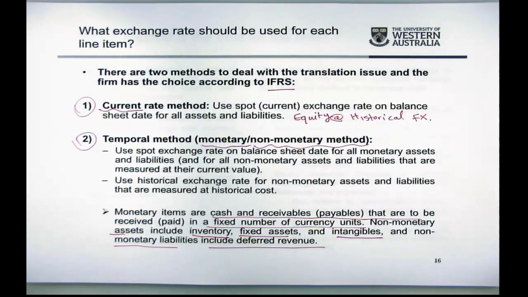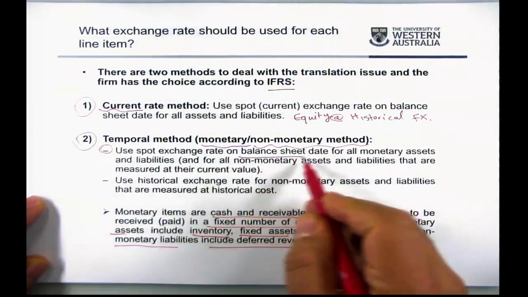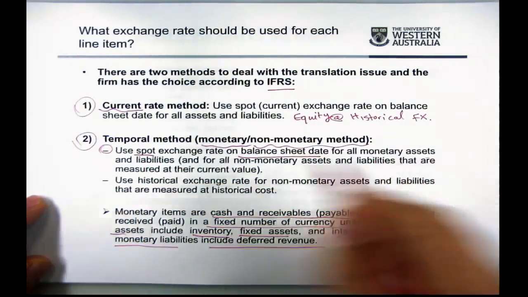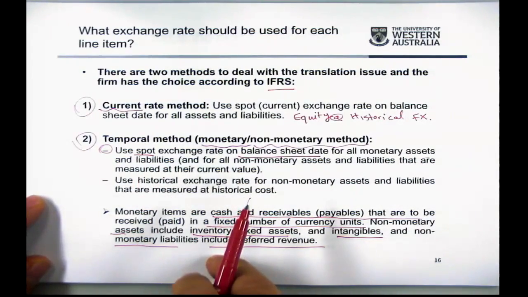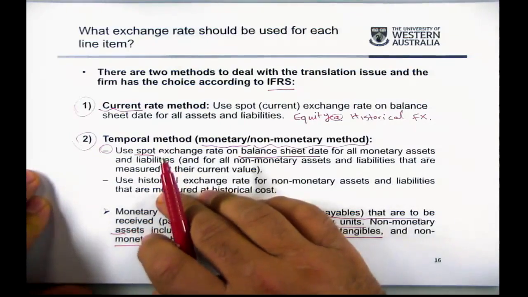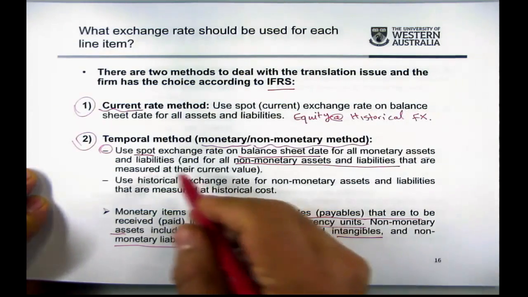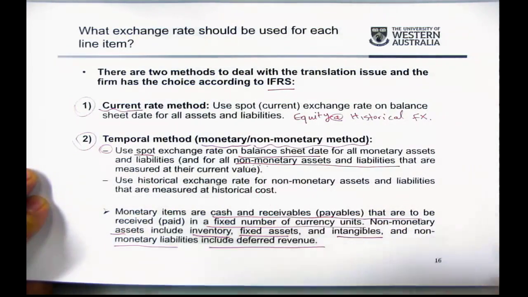Okay. So when it comes to the monetary items, we use the spot rate on the balance sheet date. Spot rate again means the current exchange rate for all monetary assets and liabilities. For all monetary assets and liabilities, we use the spot rate on the balance sheet date. On top of that, there are some non-monetary assets and liabilities that are sometimes reported at fair value on the balance sheet. If you find non-monetary assets and liabilities that are usually reported at fair value, in this case, again, we use the spot exchange rate to translate them.